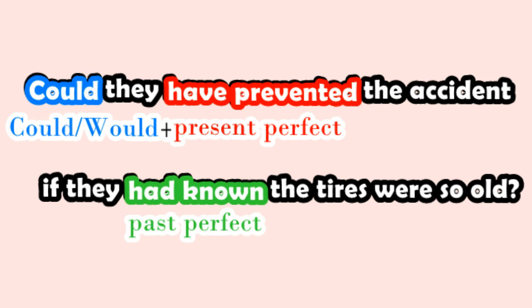Instead of saying they could have, we are going to make our inversion and put could at the beginning, then our subject, and then we continue with the perfect tense. Could they have prevented the accident if they had known the tires were so old? Yes, they could have, or no, they couldn't have.